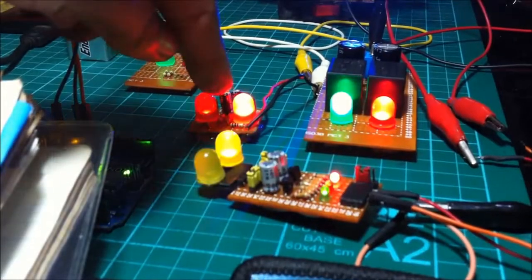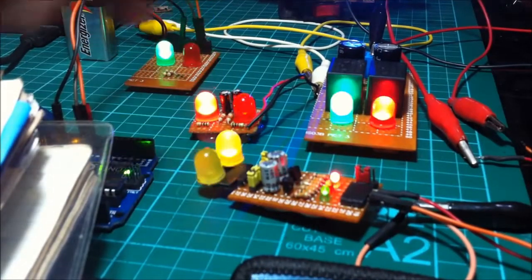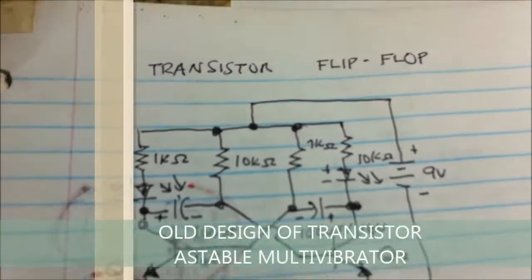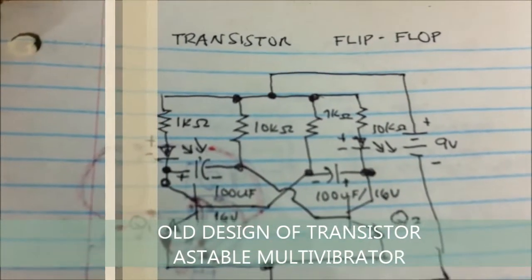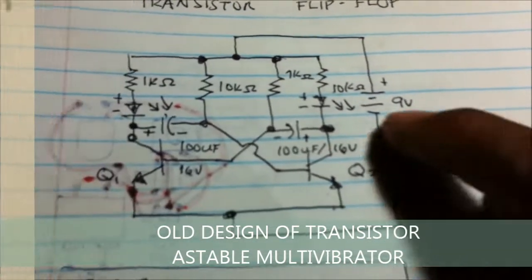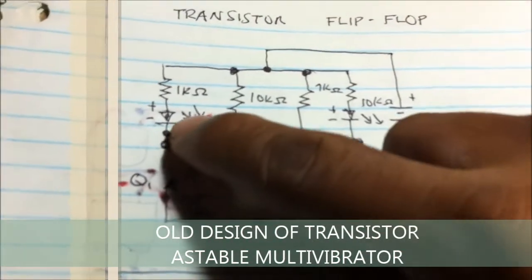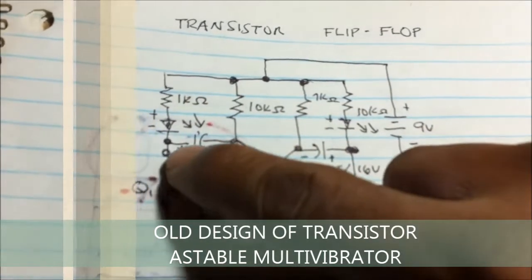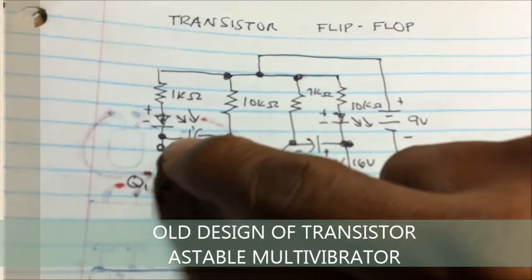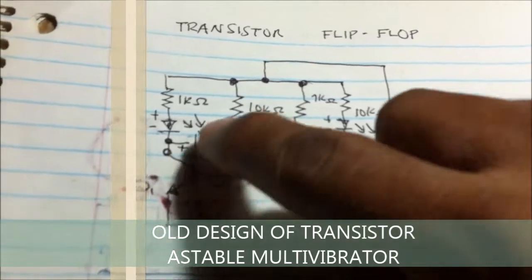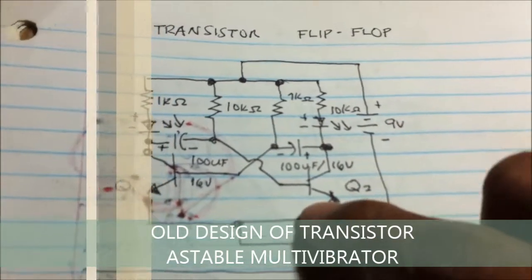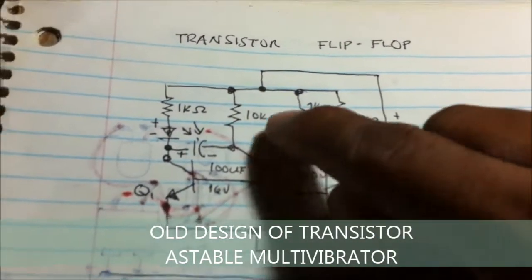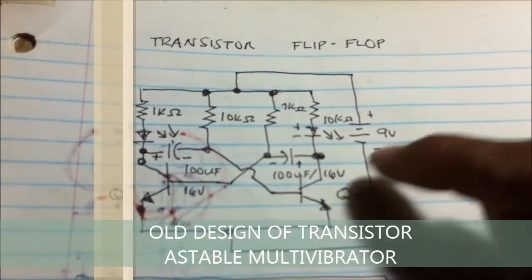The diagram of this alternate flashing of LED is just this, a transistor flip-flop. This is in astable mode operation. The LED is connected between the resistor and the capacitor, which produces an alternating flashing by the action of charging and discharging of the capacitor.